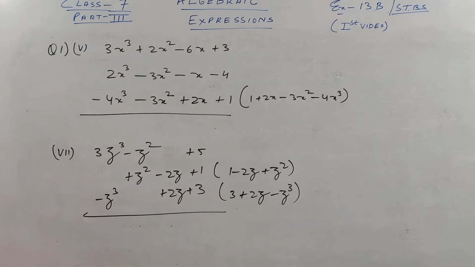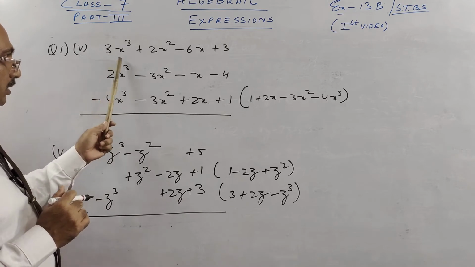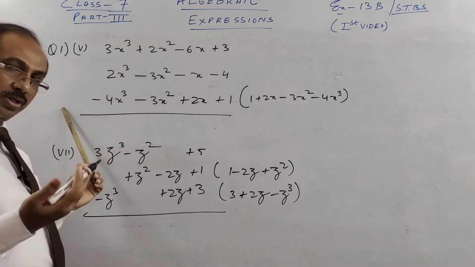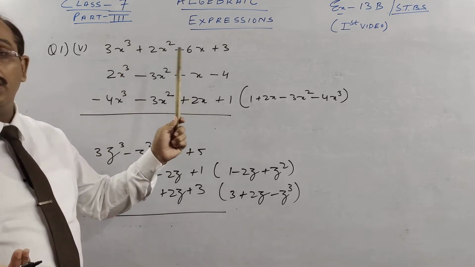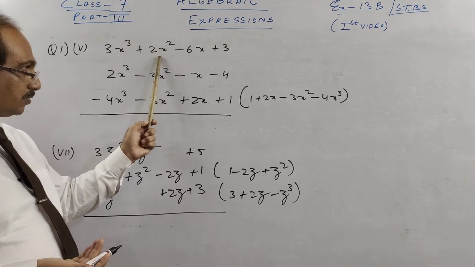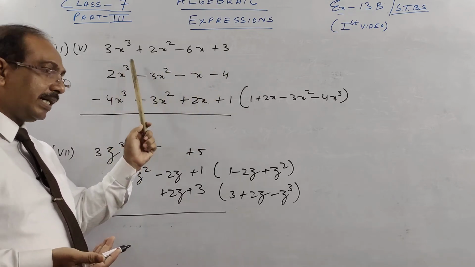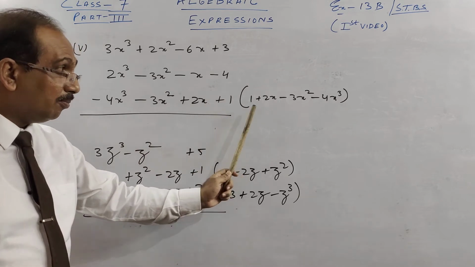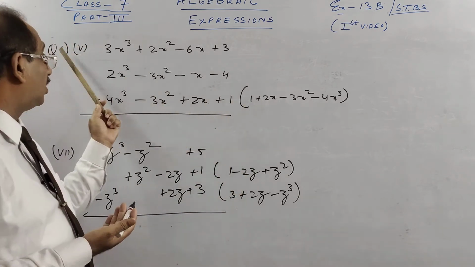Next we move on to question 1 part 5. Now listen here, these two were what I had given you as the concept, if you have seen, in descending order of power of x. We have written x cubed, x square, x, number. The second one was also in the same order, but the third one, children, I have rearranged. This is what is in your question 1 part 5.